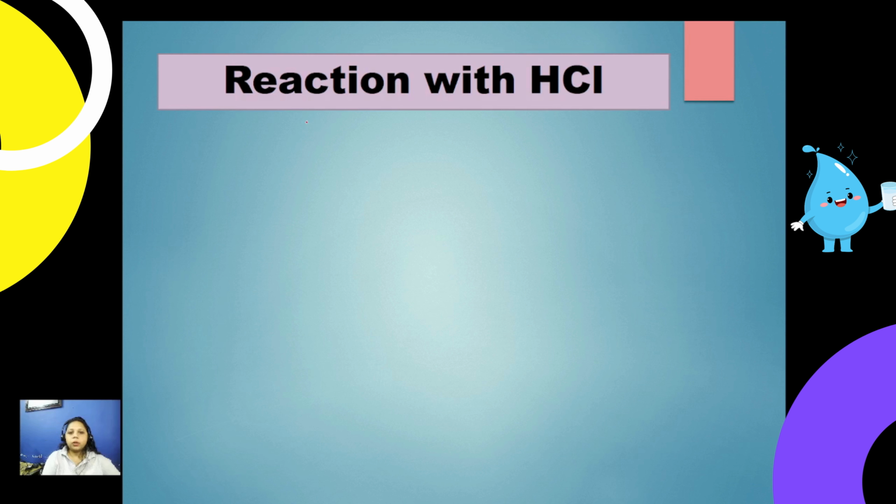So first of all, we write the general equation. We say that these metals react with HCl, forming metal chloride along with hydrogen gas. Let's just balance it and write the state symbols. It would be S, it would be aqueous because we are talking about the dilute hydrochloric acid.